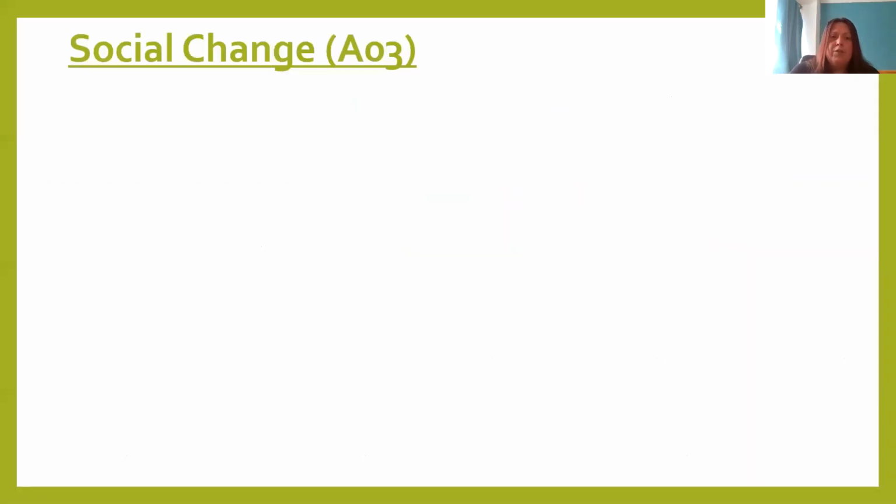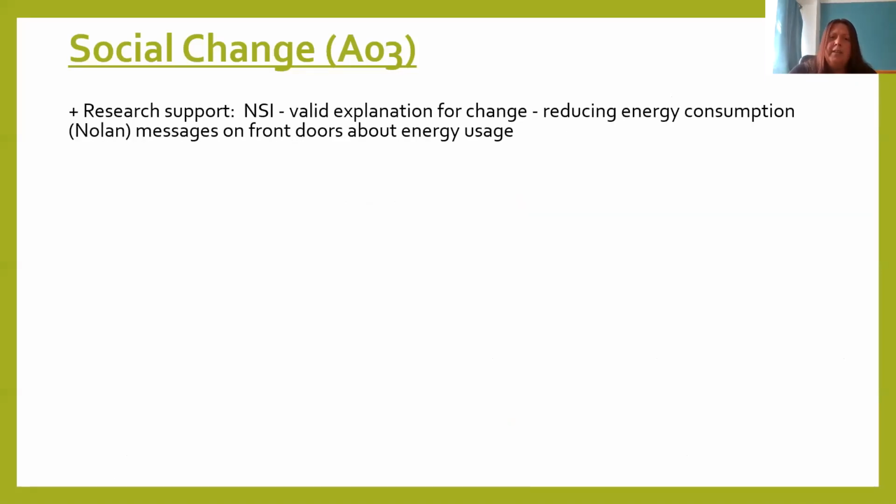So finally, social change, when it comes to evaluating, I think there's plenty of research support out there. Normative social influence is a very valid explanation for change. Think about some of the research we've looked at throughout the course, giving posters to individuals or telling other people to reduce their energy consumption, messages hung on doors or posted on bins, or posters hanging up at schools and colleges. All of these messages create an idea within individuals that, oh, if everybody else is doing that, I need to be doing that.